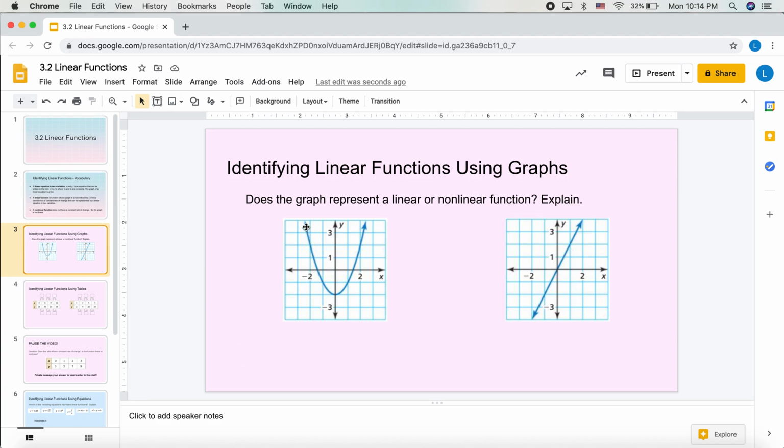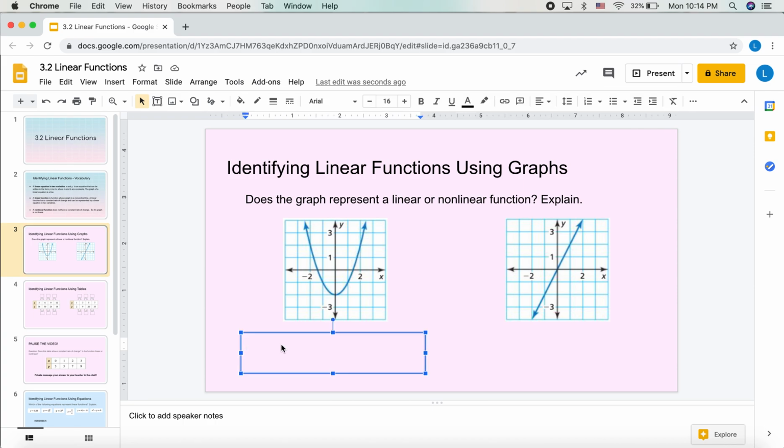Looking at this first graph, you guys, this is what we call a parabola. And if you notice, a parabola is a curve. So this is not a line whatsoever. So our answer is as simple as that. Looking at this graph, it is not a line. It is a curve. Therefore, the function is nonlinear. So when it is not a line, it is nonlinear.